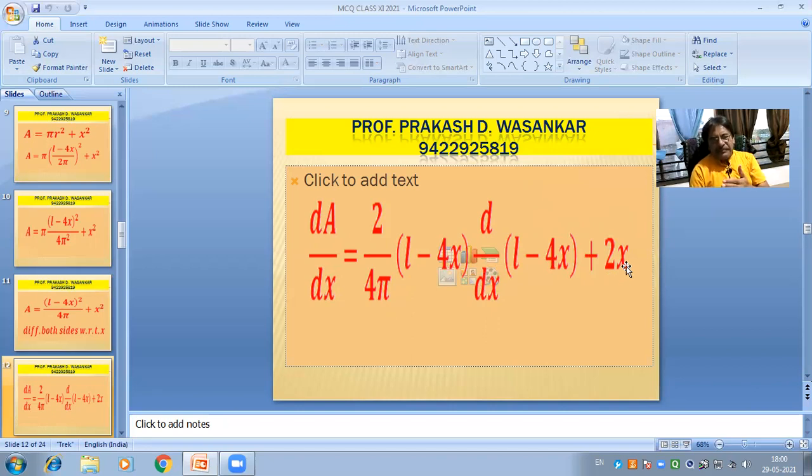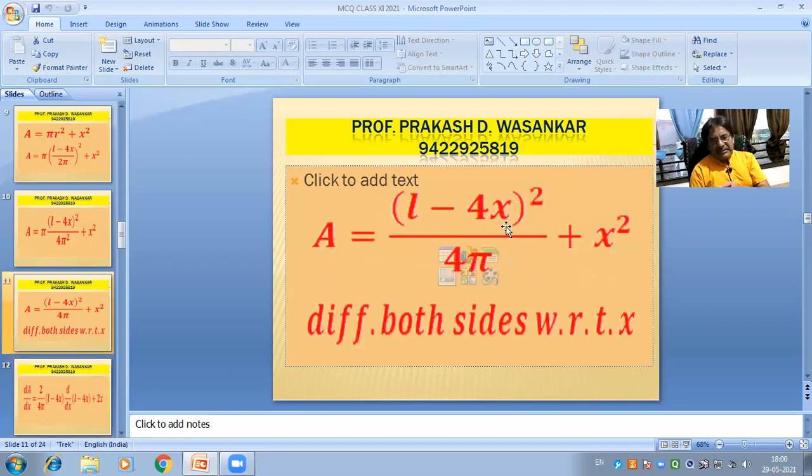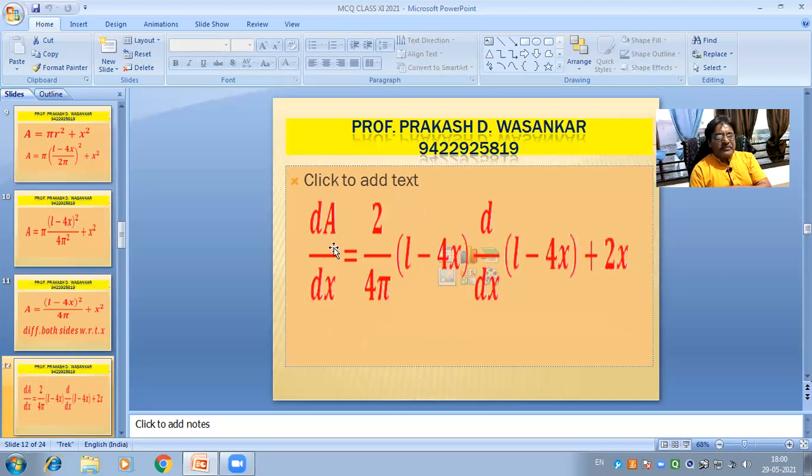Again we repeat this step, differentiate these equations with respect to x. Then d/dx of A is equal to 1 upon 4 pi as it is, d/dx of (L minus 4x) whole square. We find this derivative by using the formula d/dx of f(x) to the power n, that is n f(x) to the power n minus 1 into f dash of x. Similarly, 2 (L minus 4x) to the power 2 minus 1, that is 1, into d/dx of (L minus 4x), plus d/dx of x square, that is 2x. So we write this here, d/dx of A is equal to 2 upon 4 pi (L minus 4x) to the power 1, d/dx of (L minus 4x), plus d/dx of x square, that is 2x.